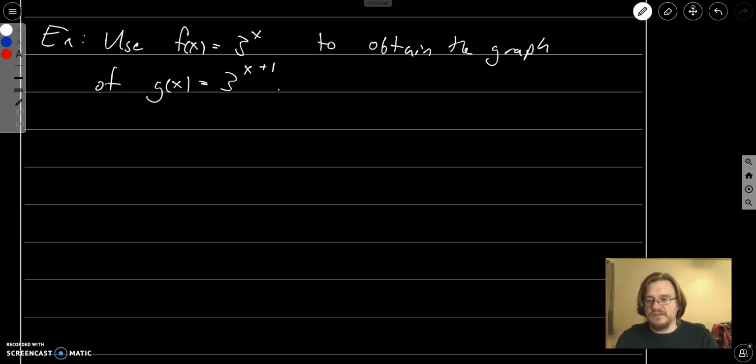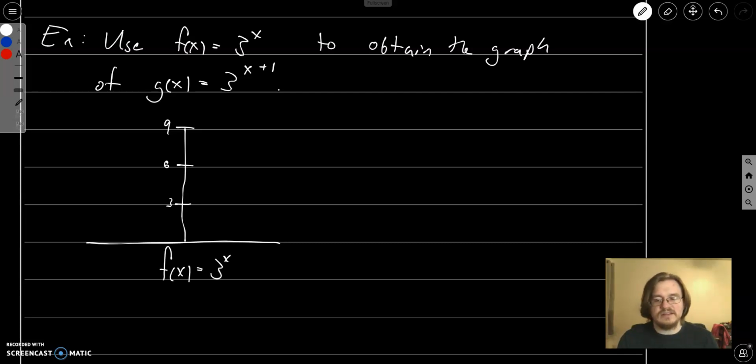So let's graph, let's go 1, 2, 3, and I'll go up in threes here. So this will be 9, 6, and 3. So let's graph f of x is equal to 3 to the x. And we know that our function is always going to pass through 1. So the y-intercept is always going to be 1.